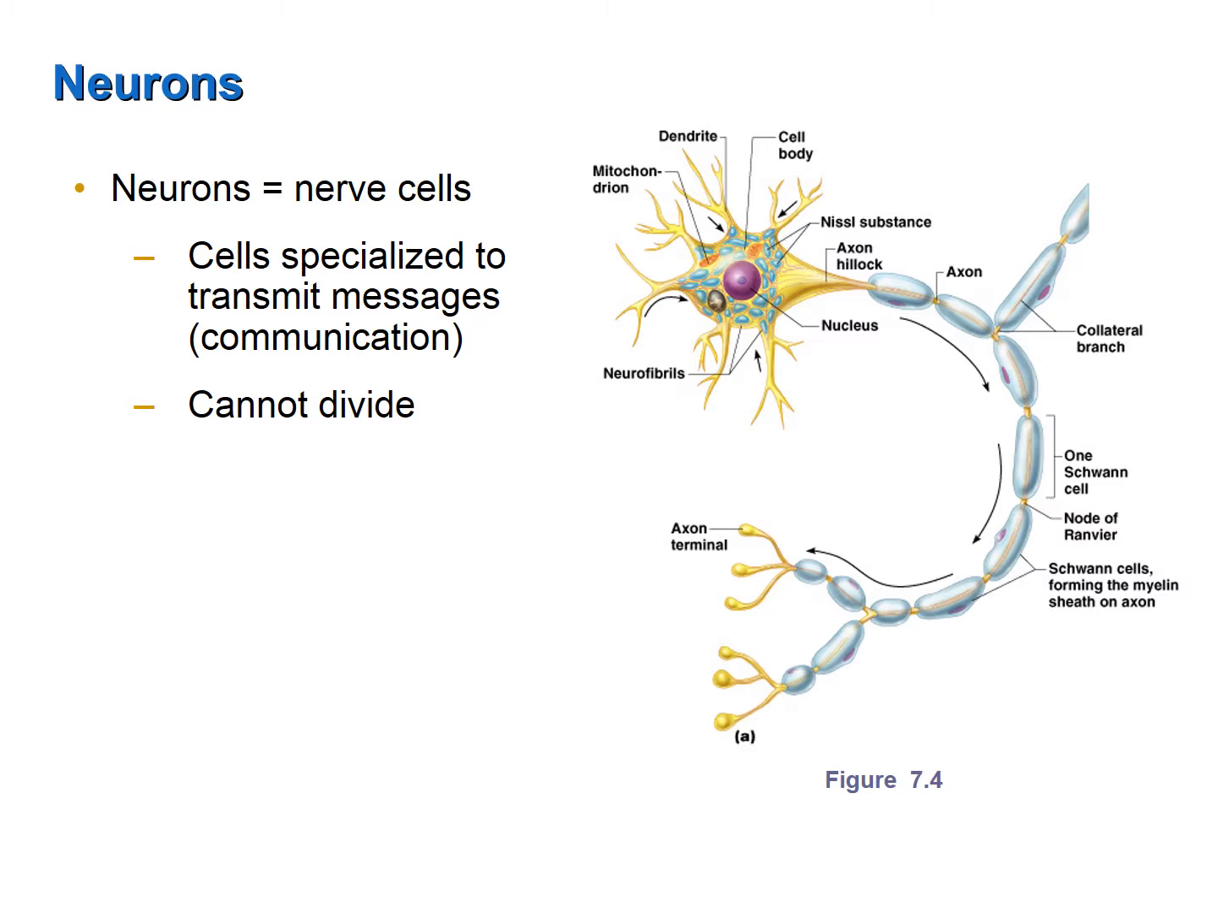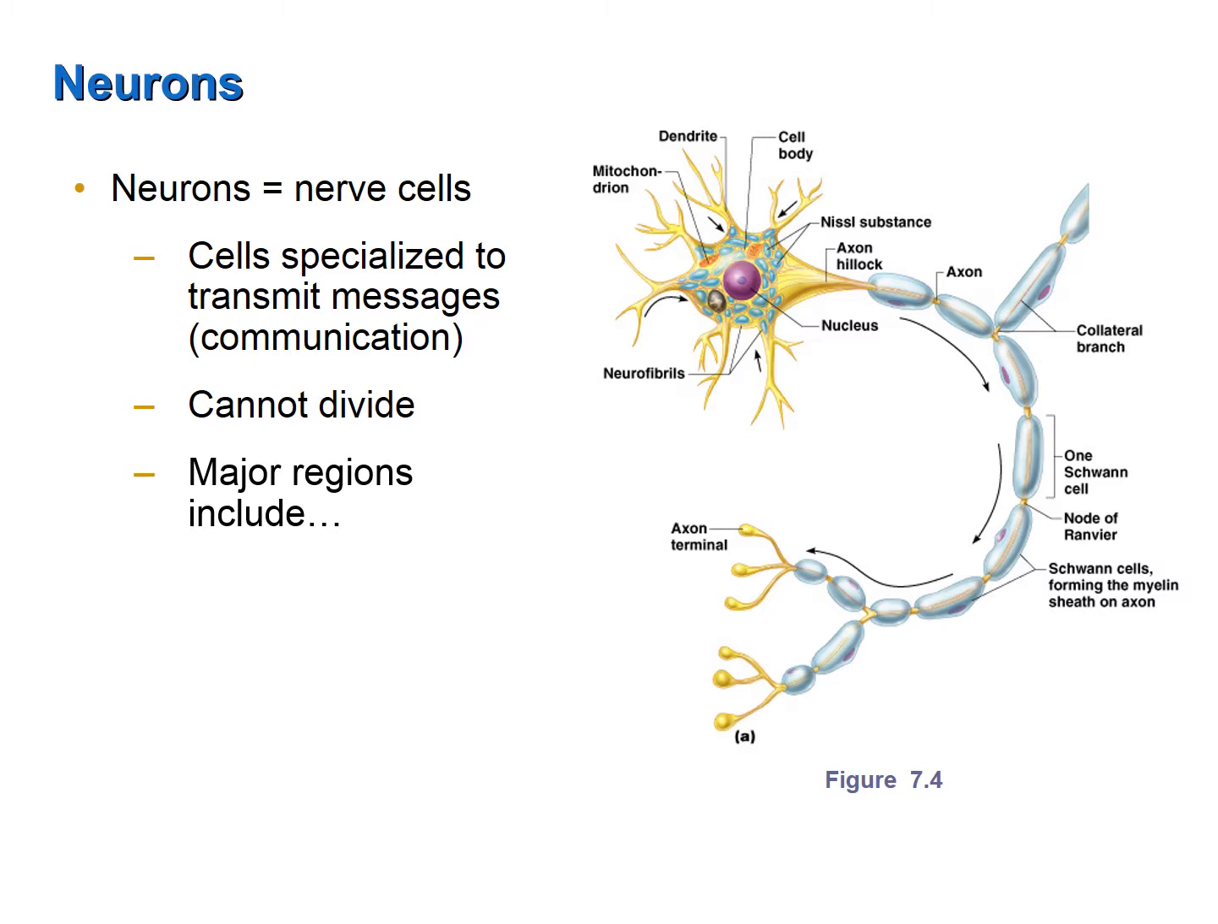Neurons do not have centrioles and therefore cannot divide. Also, nervous tissue does not contain many stem cells that have the ability to regenerate new neurons. So for the most part, when neurons are destroyed, they're lost forever and are not replaced. Let's now look at the anatomy of the neuron.